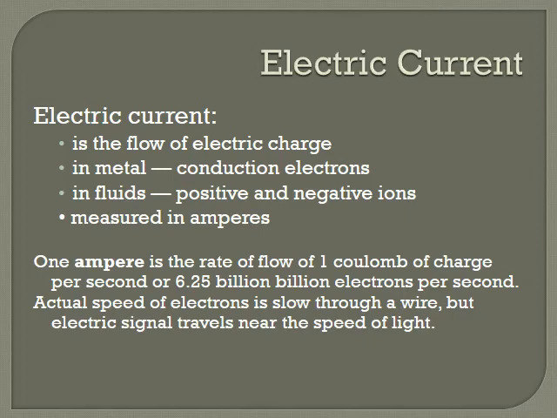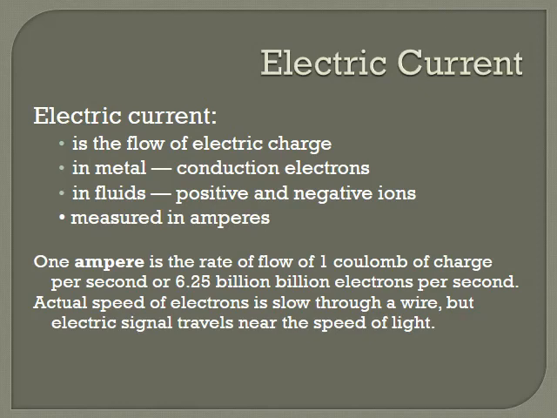So current is a measure of the flow of charge, and the unit is an ampere, and an ampere is 1 Coulomb of charge per second. One ampere is 1 Coulomb of charge per second. And it turns out, since each electron has a tiny little charge, that would mean a huge amount of electrons passing by a checkpoint every second in order to have 1 amp of current.